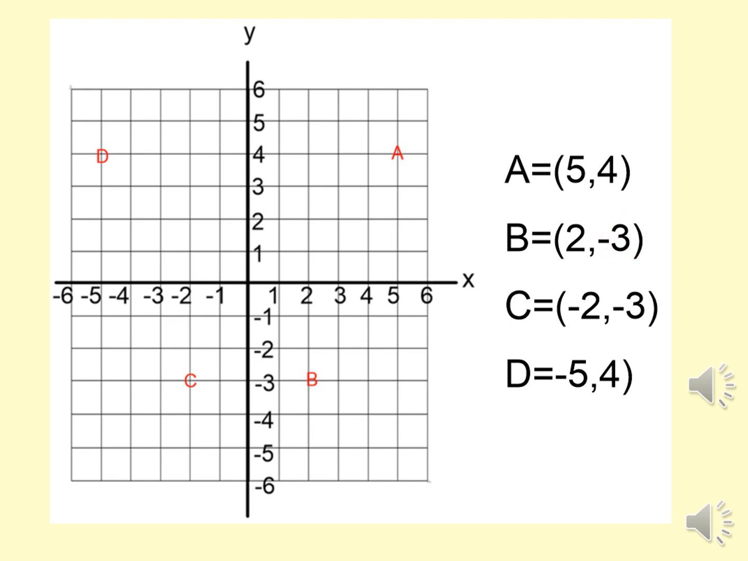With C, they're both negative. Both coordinate numbers are negative. If we go along the x-axis, we can see that C is in line with negative 2. If we go down the y-axis, we can see it's in line with negative 3. It's negative 2, negative 3 are the coordinates, because we're using the x-axis number first. And lastly, D is negative 5, positive 4. We're going along the x-axis first and it's in line with negative 5. We're going up the y-axis second and it's in line with positive 4.